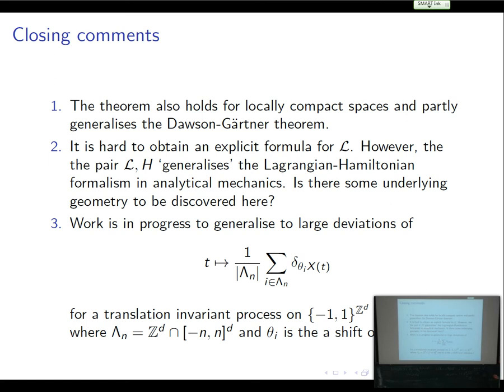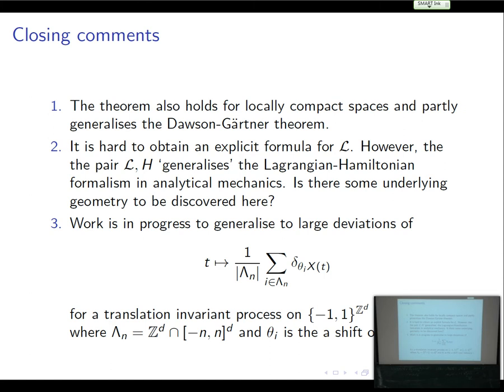A second thing maybe is that it's often hard to get an explicit formula for L, but still, it's a Lagrangian, and you can use all the techniques that are available in the literature. And so a question that I'm asking myself is, is there some geometry to be discovered here? Because you start with some kind of strange space D star that you use as a tangent space. And the question is, can you actually work with this? Because it's quite a different structure than the normal geometry that you would look at.